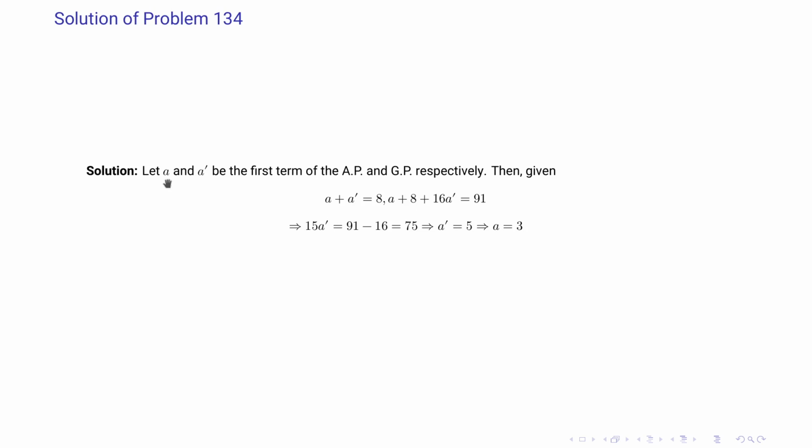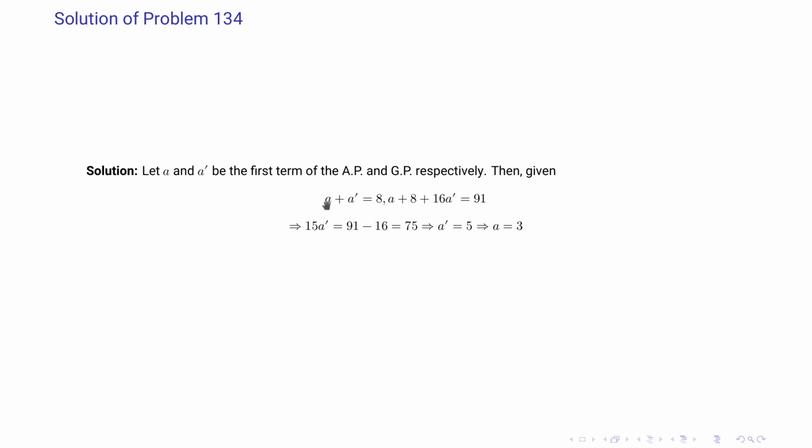So we let a and a prime be the first term of the AP and GP respectively. Then we are given that a plus a prime is equal to 8. Now remember, common difference is 2 and common ratio is also 2. So the fifth term would be a plus (5 minus 1) into 2, that is a plus 8, plus a prime r to the power 4, that is 2 to the power 4, that is 16. So we have 91 here.